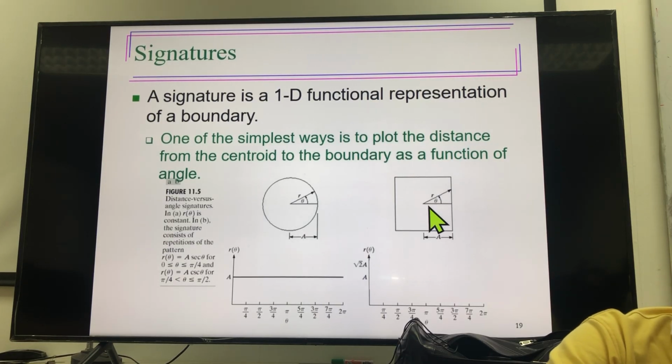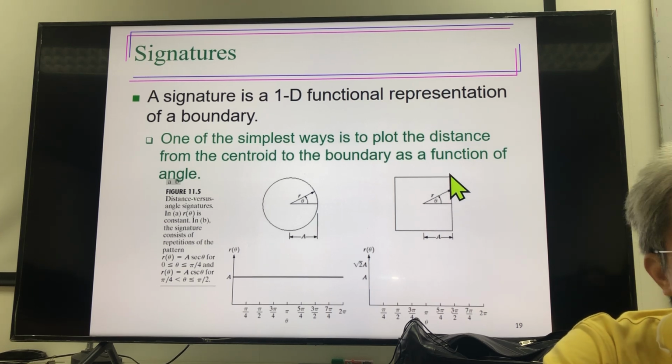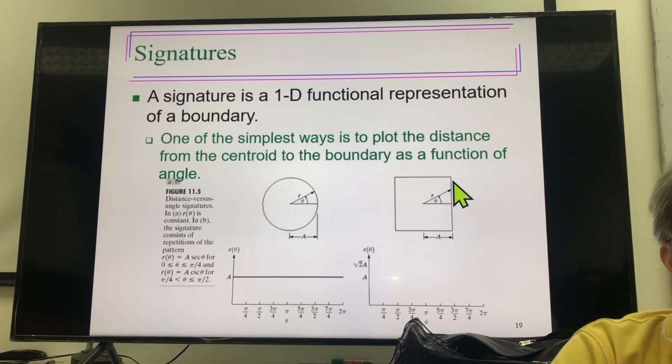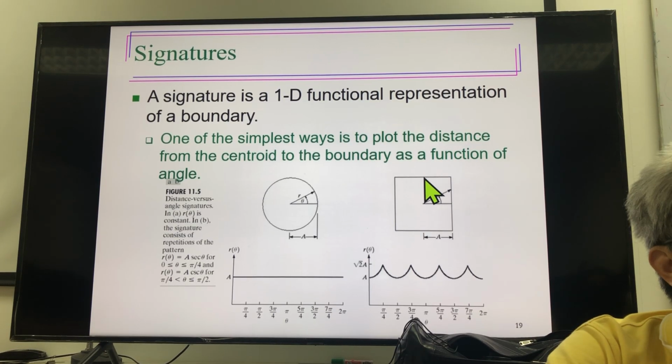You can see here that it starts at A. The distance from the center to the boundary is A. And then it's getting longer and longer, and the maximum is A square root 2. It goes like this: up to A square root 2, and then shorter down to A again.